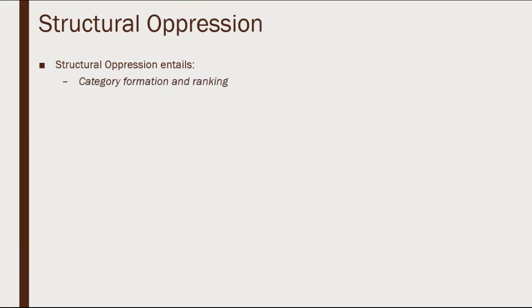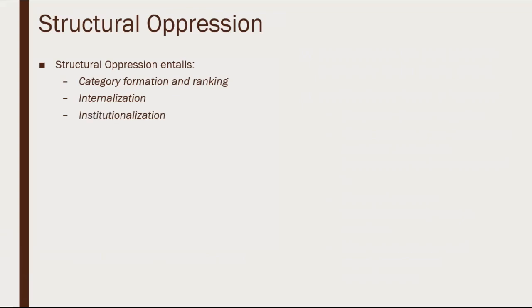And the first is category formation and ranking. In other words, the categories necessary to stratify people, such as race, gender, and class, need to be constructed. This is something that we're going to explore further during week 4. Second, those categories need to be internalized. And this means that those categories need to become normalized, seen as part of the common sense fabric of our social world.